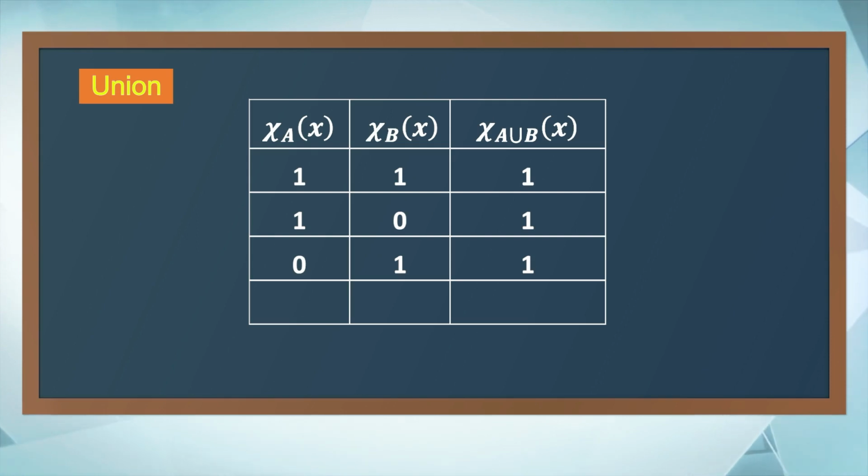Suppose x is not in the union of A and B. The characteristic function of the union at x is 0. By the definition of union, x is neither in A nor in B. That is, chi sub A of x is 0 and chi sub B of x is 0 too. The characteristic function of the union at x is 1 as long as one of the two is 1. It is 0 if and only if both of the two are 0.